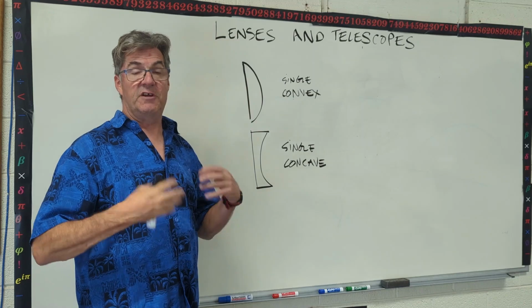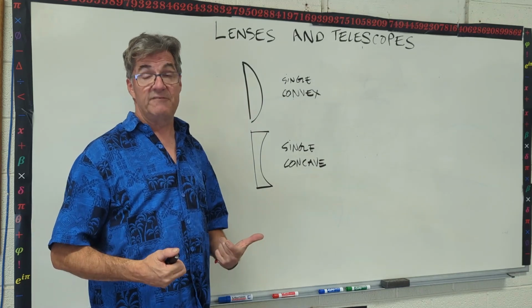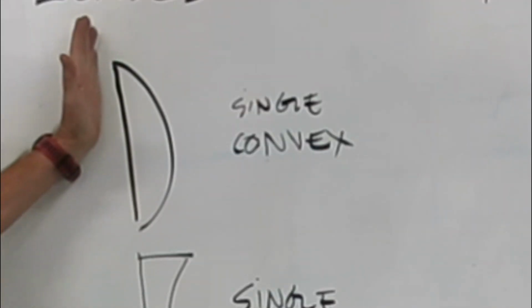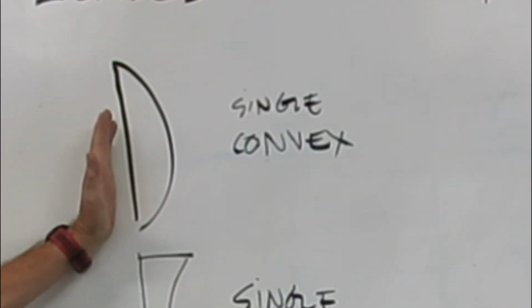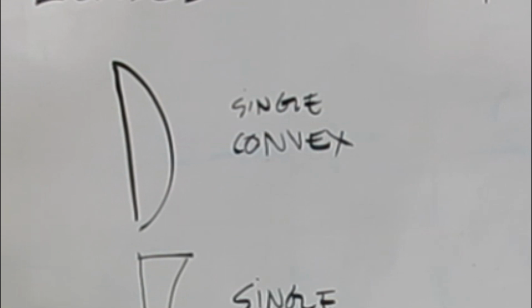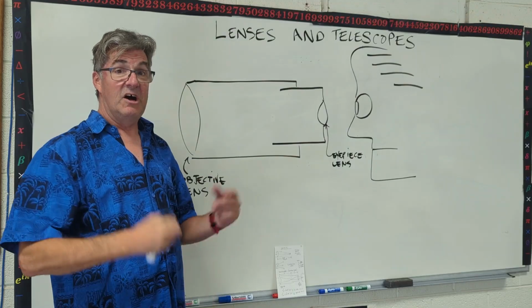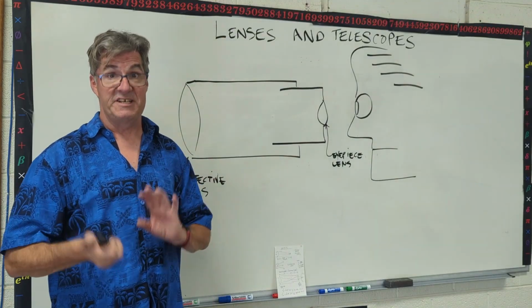Okay, we have two other configurations of convex and concave lenses that you should know about. This is called a single convex. One side is just flat. It's not convex. That's the convex side. And by the same token, we have a single concave where one side is just flat and the other side is concave. All right, let's take a look at how lenses work within a telescope.